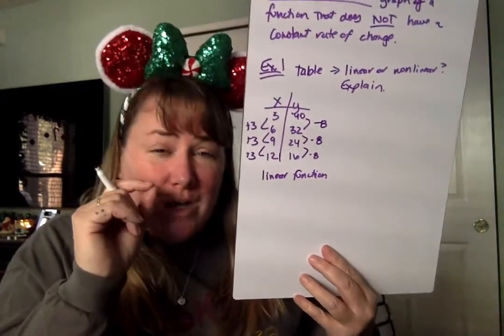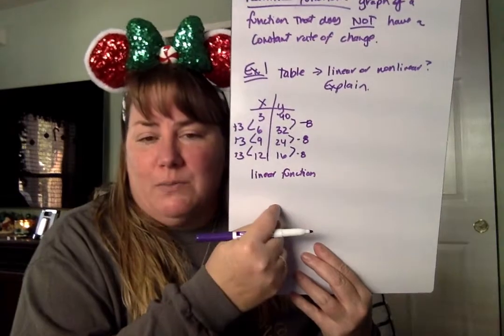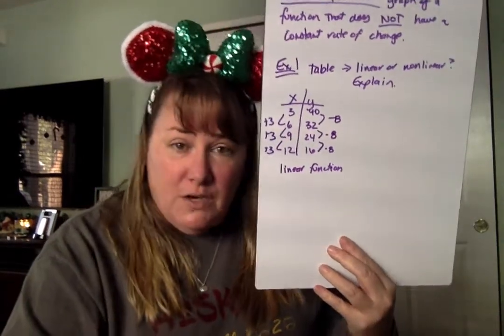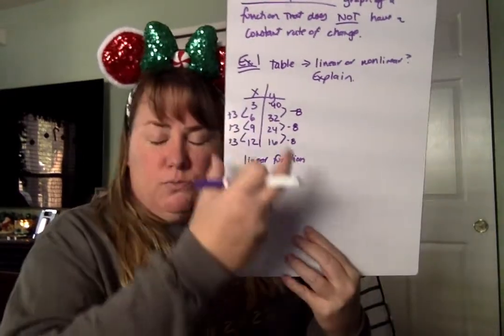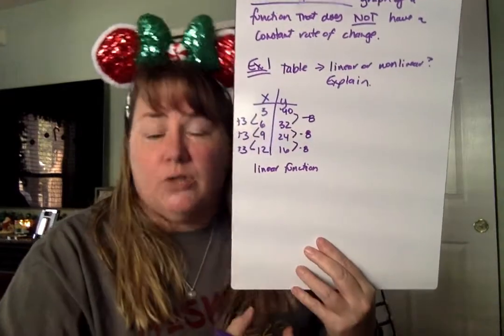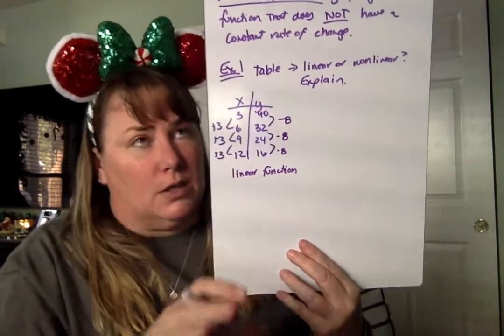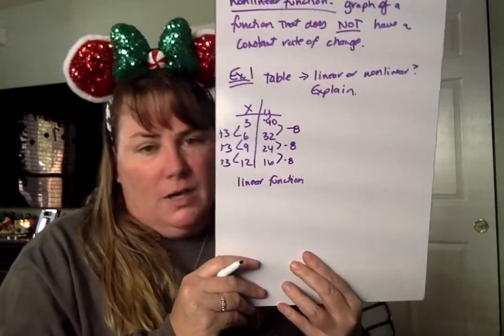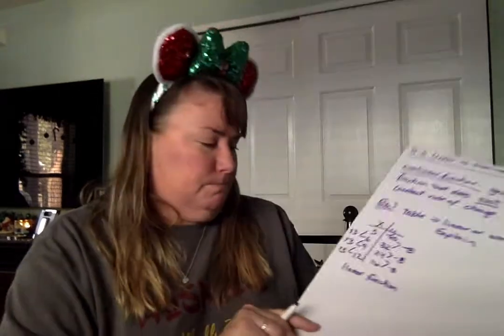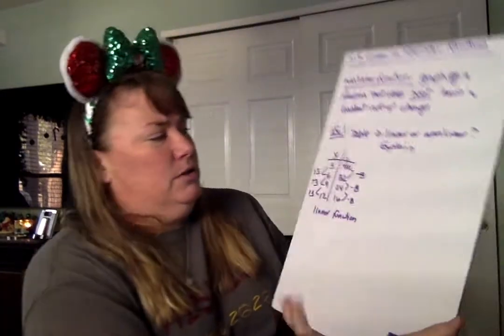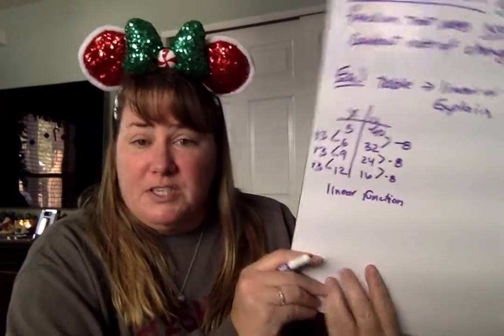So that one change right there would make this a nonlinear function. So it's super important that you find the change all the way down in your input-output table, regardless of how many inputs and outputs you have. It may seem silly, but you need to do that. So now your explanation. Well, you can get specific.